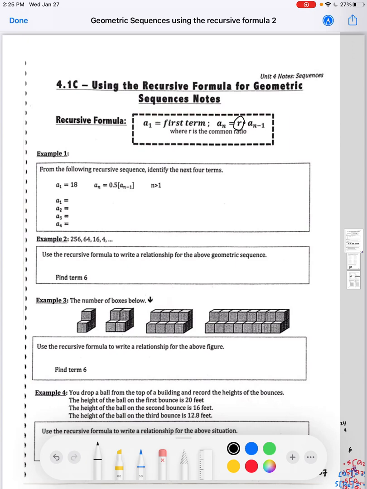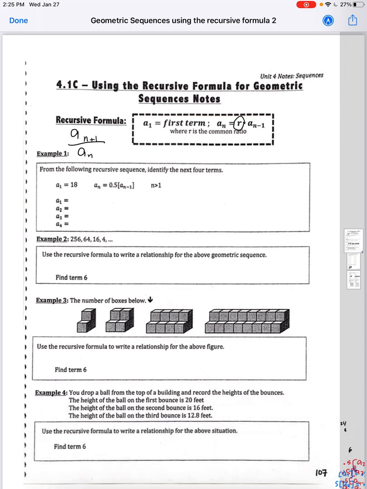You can always find R by taking A of n plus 1 over A of n, putting those over each other and reducing the fraction. That's always going to give you R. Also, when you're doing a recursive formula, you always need to have the first term, otherwise you can't do anything.